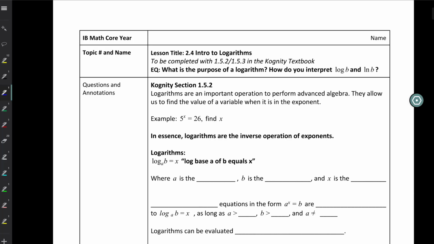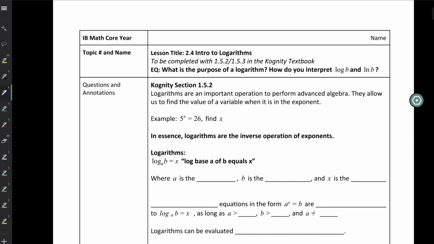Okay, so first, this section is going to be on cognitive section 1.5.2. Logarithms are an important operation to be performed in advanced algebra. What they allow us to do is find the value of a variable when it is in the exponent. So, for example, we have this question, 5 to the x equals 26. Find x. Well, we know with algebra we're supposed to do inverse operations in order to find variables, right? That's how we isolate them.